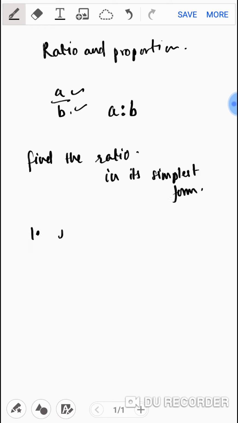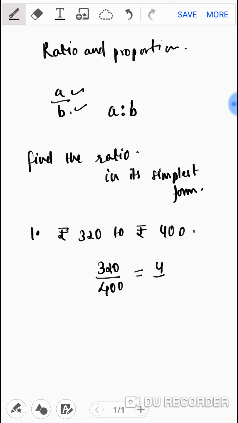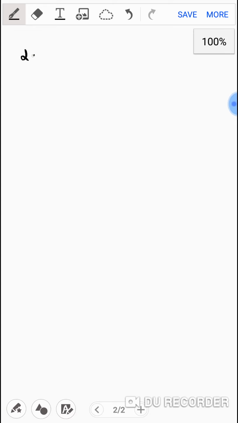Number 1, we have rupees 320 to rupees 400. My dear kids, both are the same quantity, that is, they belong to money and they have the same unit, that is rupees. So you can directly put it like this, 320 upon 400. If you reduce them, you will get 4 upon 5. You have to write it 4 is to 5. Clear?